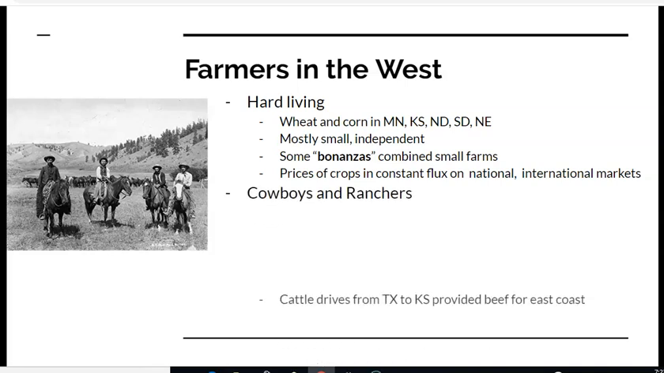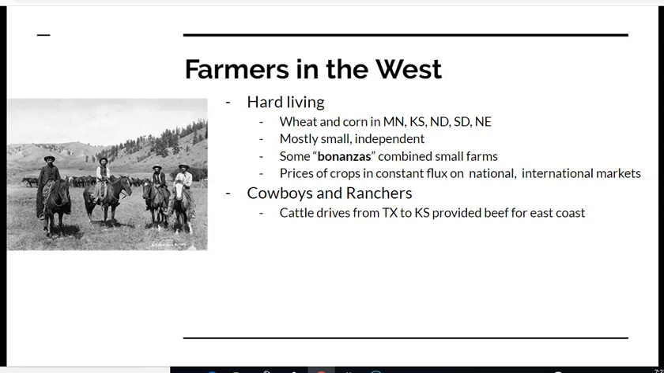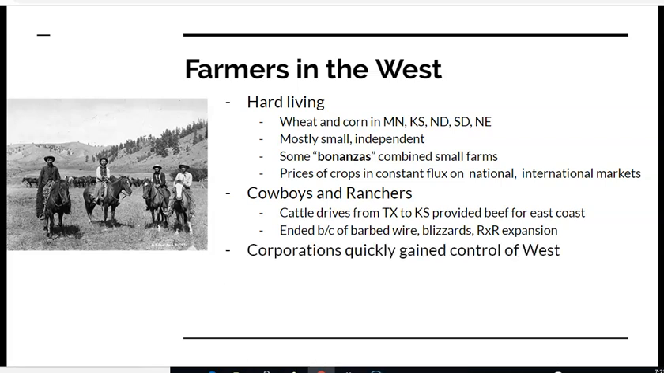You also had cowboys and ranchers who lived out west. You had cattle drives that went from Texas to Kansas, to the rail lines in cities like Abilene that would then ship the cattle to places like Chicago to provide beef for the East Coast. Eventually, these cattle drives would end because of barbed wire, because of things like blizzards, and because of railroad expansion.